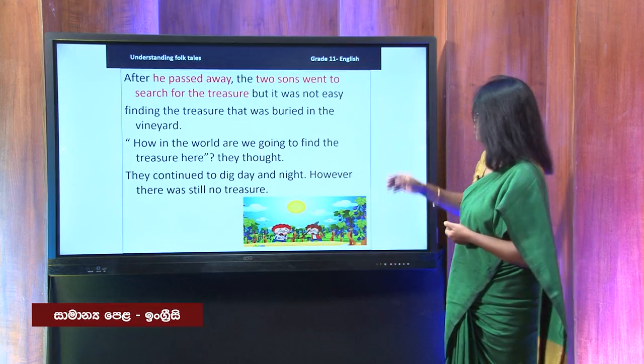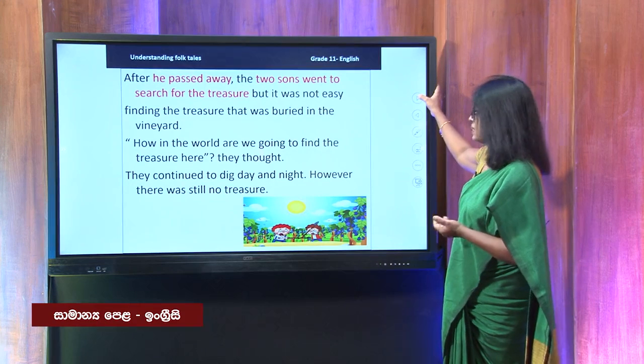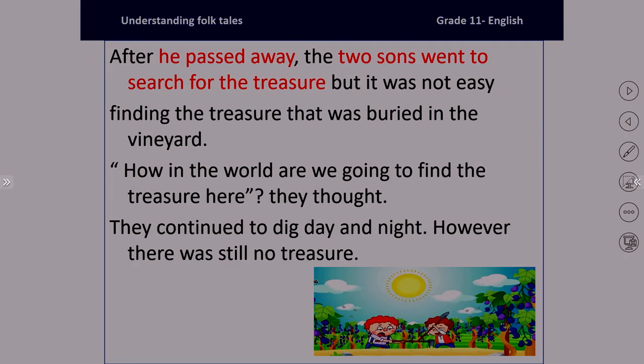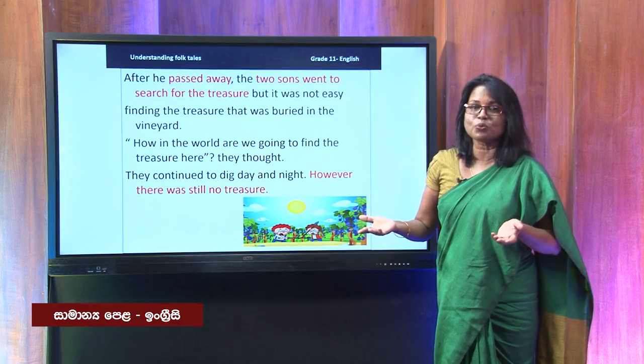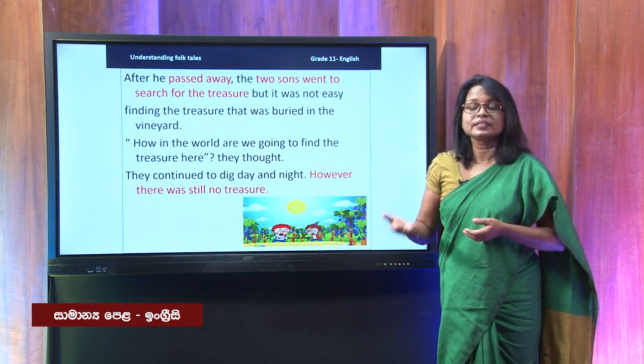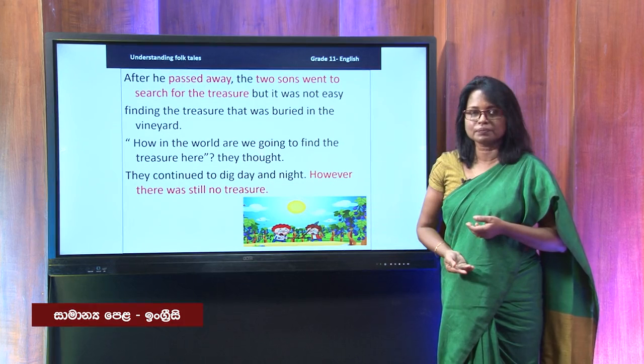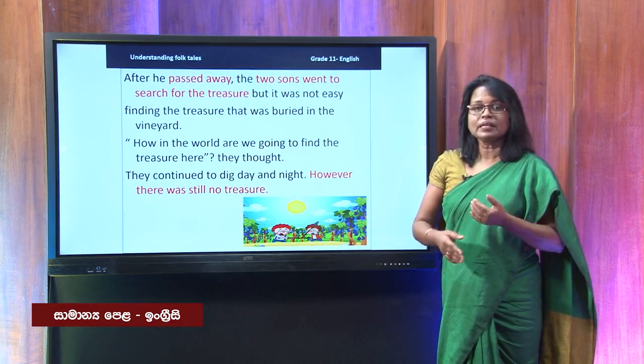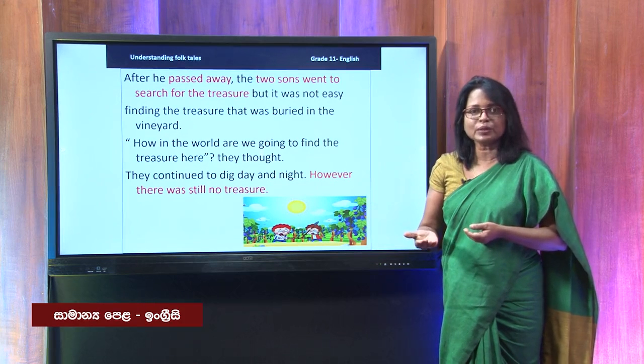What about the third one? Did they find the treasure or did they not find it? Yes, it's there in this part. However, there was still no treasure. So there had been a problem. We still don't know what it is. They could not find the treasure the father was talking about. Okay, we'll have to read more to find out what happened.